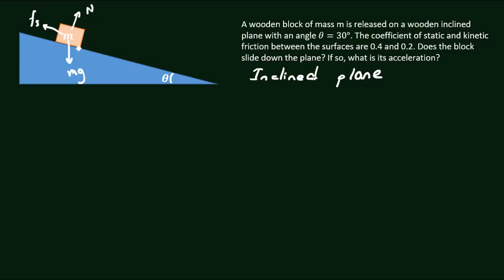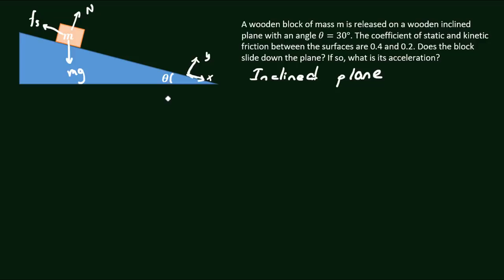Let's call it Fs, towards the opposite direction. To approach a problem like this, instead of using our regular x and y coordinates, we are redefining a coordinate system so that the direction perpendicular to the inclined plane surface will be our y, and the direction along the inclined plane will be our x direction. So we are rotating our coordinate system here.